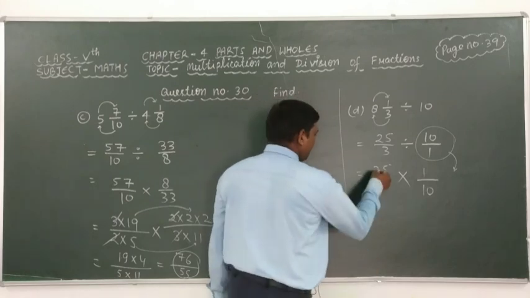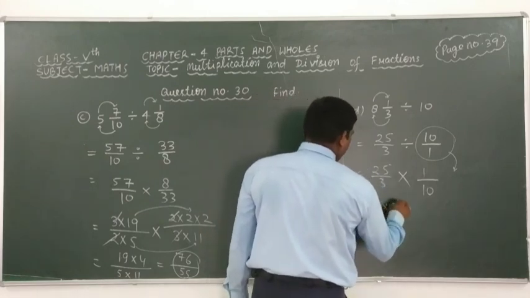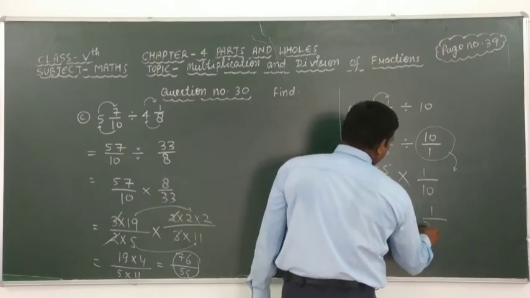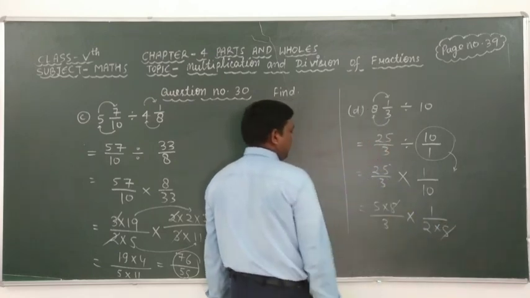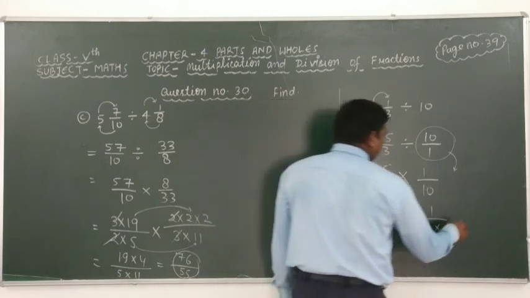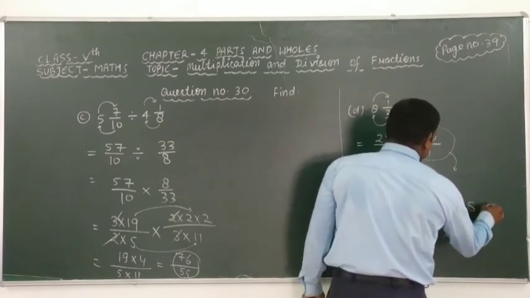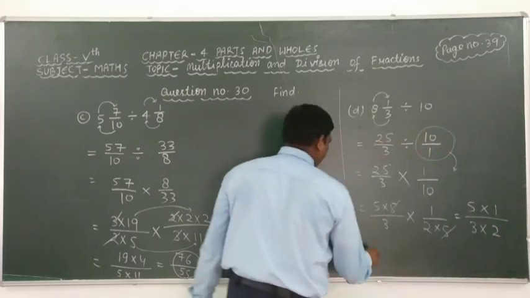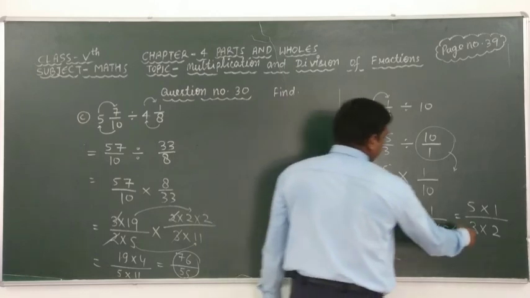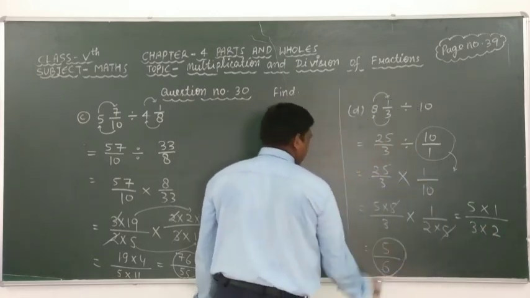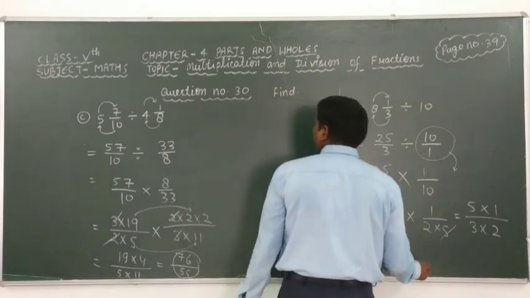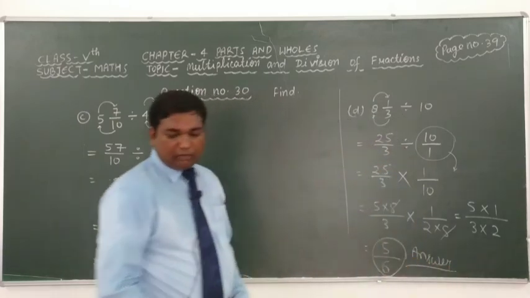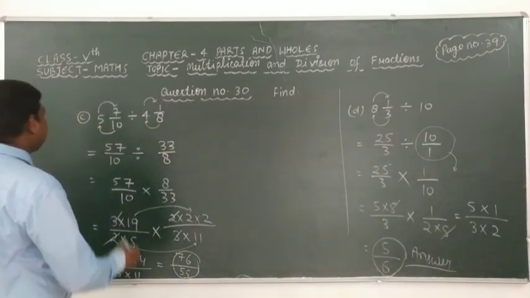Clear? We know that 5 fives are 25 over 3 multiply by 1 into 2 fives are 10. Here we get 5, here we get 5, 5 5 cancel out. Okay, then we can write 5 into 1 over 3 into 2. 5 ones are 5 over 6, 3 twos are 6. Okay, this is the answer of question number 30 of D. Understand? Similarly, we can solve all given questions. Now read this.